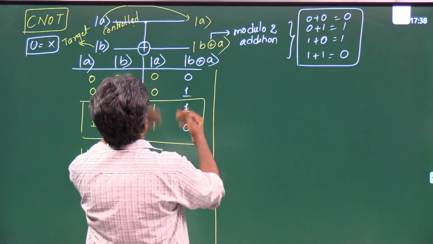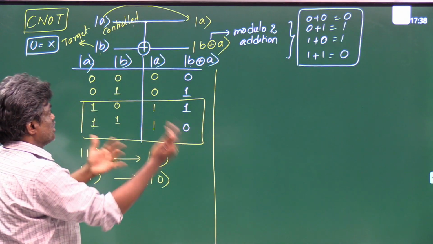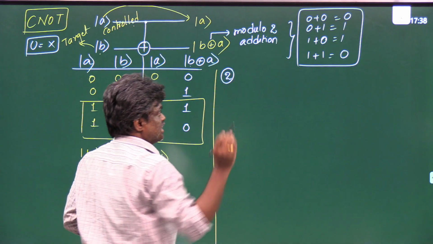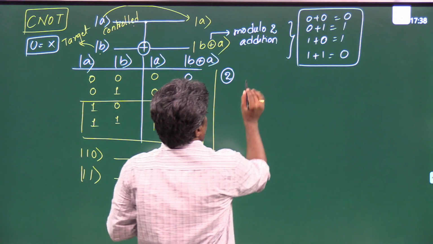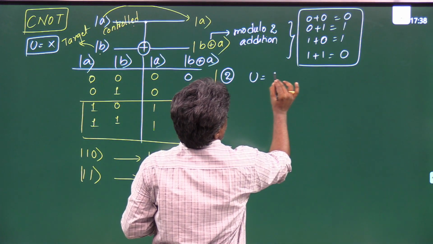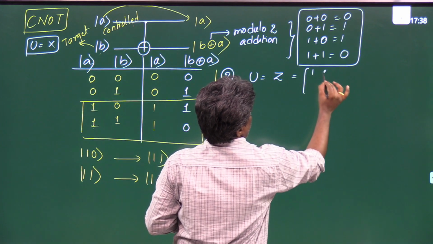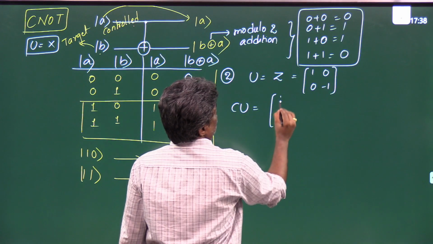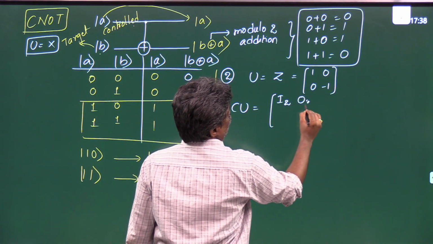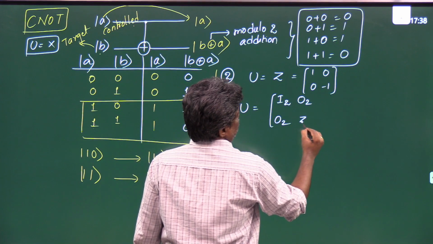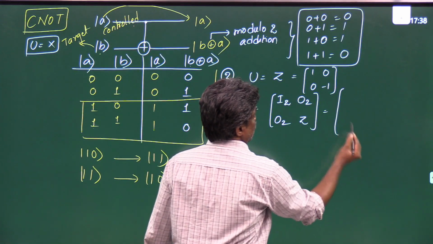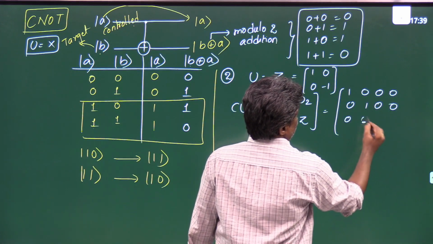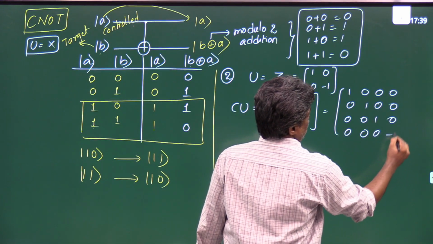In the beginning I am giving the introduction like this, but we will solve some problems also, don't worry. Just wait a minute. Let me take the second one, you will understand. Everybody please. Now for the second one, I am taking U as Z. That means [1 0; 0 -1]. Then what is my controlled-U operation? This is I2, O2, O2 and Z. Everyone please listen: [1 0 0 0; 0 1 0 0; 0 0 1 0; 0 0 0 -1].